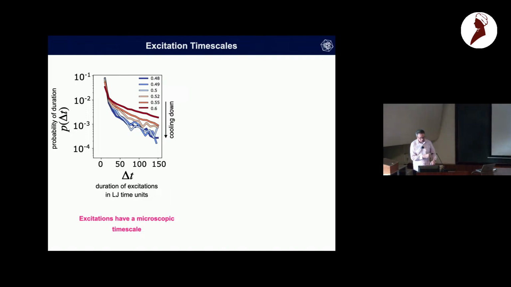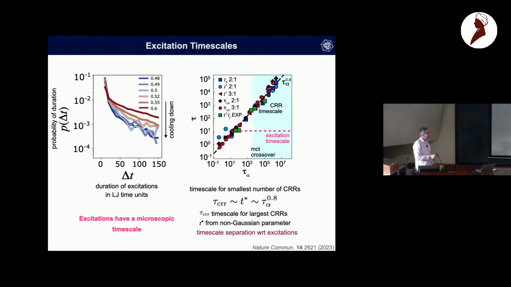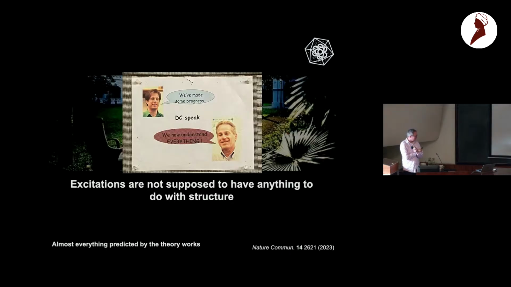So as we drop the temperature, there is a massive decoupling between the excitation timescale that's stuck here at about 10 Lennard-Jones time units and the timescale associated with dynamic heterogeneity, or indeed this so-called cooperatively rearranging region timescale. So by the time we are coming here, there are a vast number of excitations that we can have in between the relaxation of the whole system and the relaxation of an individual particle. So let's go back to this idea of the excitations and the structure.